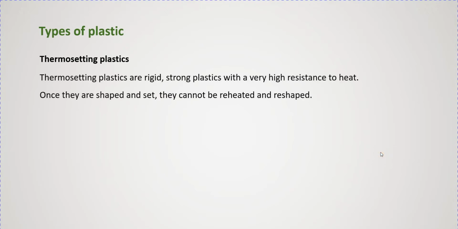Now, types of plastic. So the first type of plastic we're going to look at is thermosetting. Now, thermosetting plastics are rigid, they're strong, they're very highly resistant to heat. Once they're shaped and set, they can't be reshaped or reheated. So what we're thinking about is, if you think of saucepans that you have at home, frying pan, the handle of it is more than likely made out of plastic. Even the controls on your cooker at home, they're all made out of plastic, and a lot of the time, they're going to have a lot of heat against them. So that's why they're all made from a thermosetting plastic.